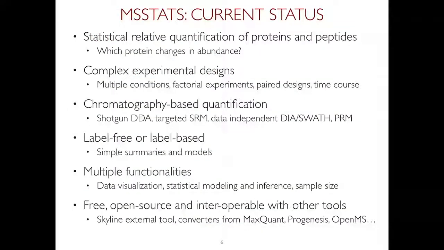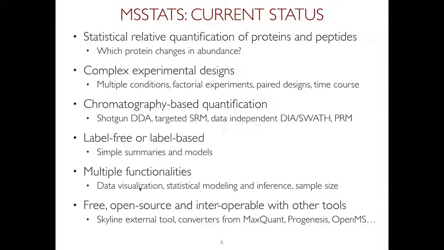And so now the status is that we work with the main objective, not the only one, but the main objective, which is essentially to find proteins that change between conditions, right? So what is changing? We work very hard to accommodate arbitrary complex experimental designs, so any combination of conditions, time points, and so on. Originally, it was designed to work with what Brendan would call chromatography-based quantification, where we integrate the chromatographic peaks, so DDA, SRM, DIA, and PRM. However, in the last 6 months, we also released an extension to MSstats, which works with TMT labeling. So now we also work with chemical labeling, and so label-free or label-based.